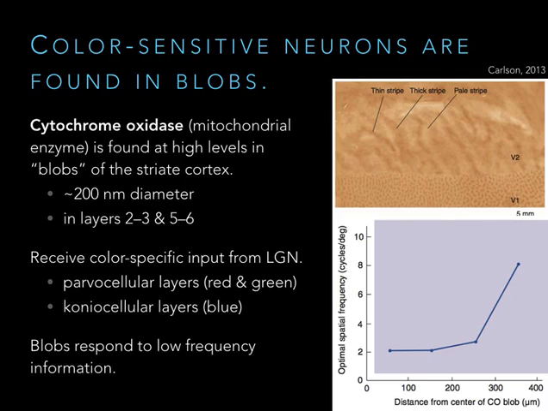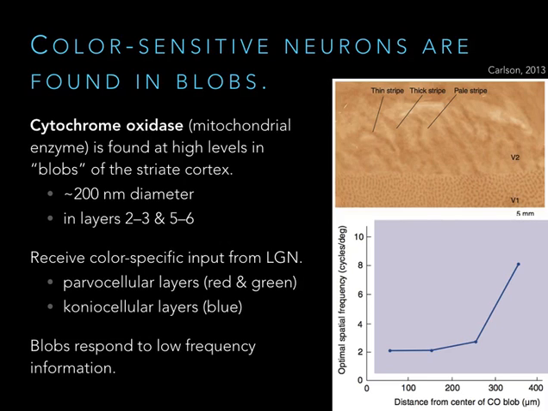Those blobs contain the color-sensitive neurons, so they receive input from the parvocellular layers as well as the koniocellular layers. So red and green comes from parvocellular, blue information comes from koniocellular. They're not receiving input from the magnocellular layer. They don't care about that. These are the color-sensitive neurons.